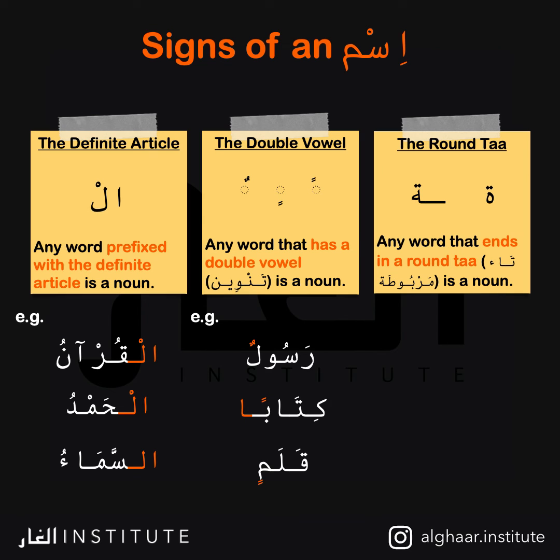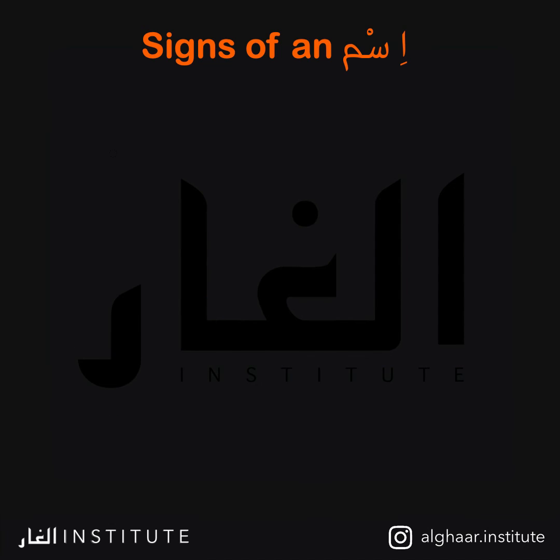The third sign is the round ta. This is called ta marbuta in Arabic and is usually a sign of femininity. So any word that ends in a ta marbuta will be a noun. For example, jannatun, which means a garden. Al-fatihatu, which means the opening. Or mar'atun, which means a woman.